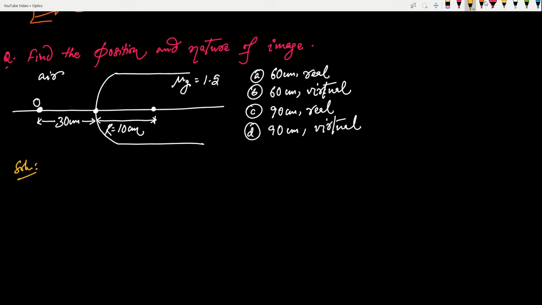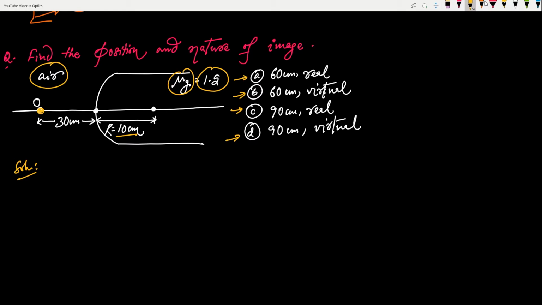It says find the position and nature of image, and 4 options are given: 60 centimeter real, 60 centimeter virtual, 90 centimeter real, 90 centimeter virtual. It said that the object is kept 30 centimeter in front of the spherical surface, and the radius of curvature of the spherical surface is 10 centimeter as given. The spherical surface is made up of glass having refractive index 1.5, and this is air having refractive index 1, as we know that refractive index of air is 1. What will be the position and the nature of image? Just apply the formula and you can easily find it.